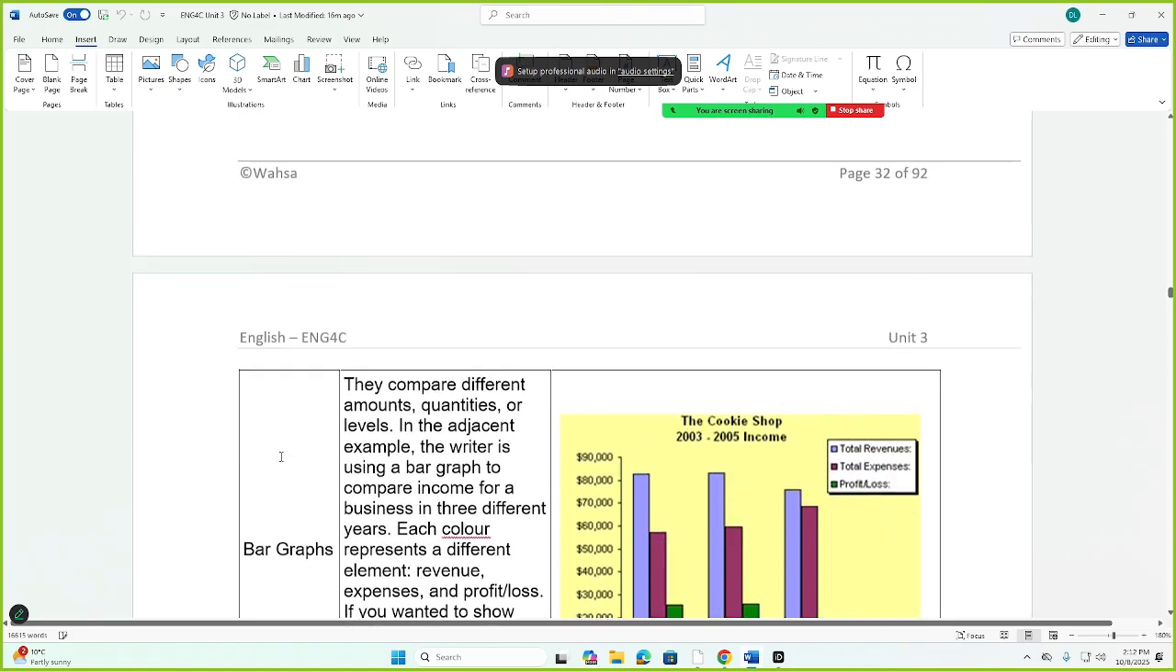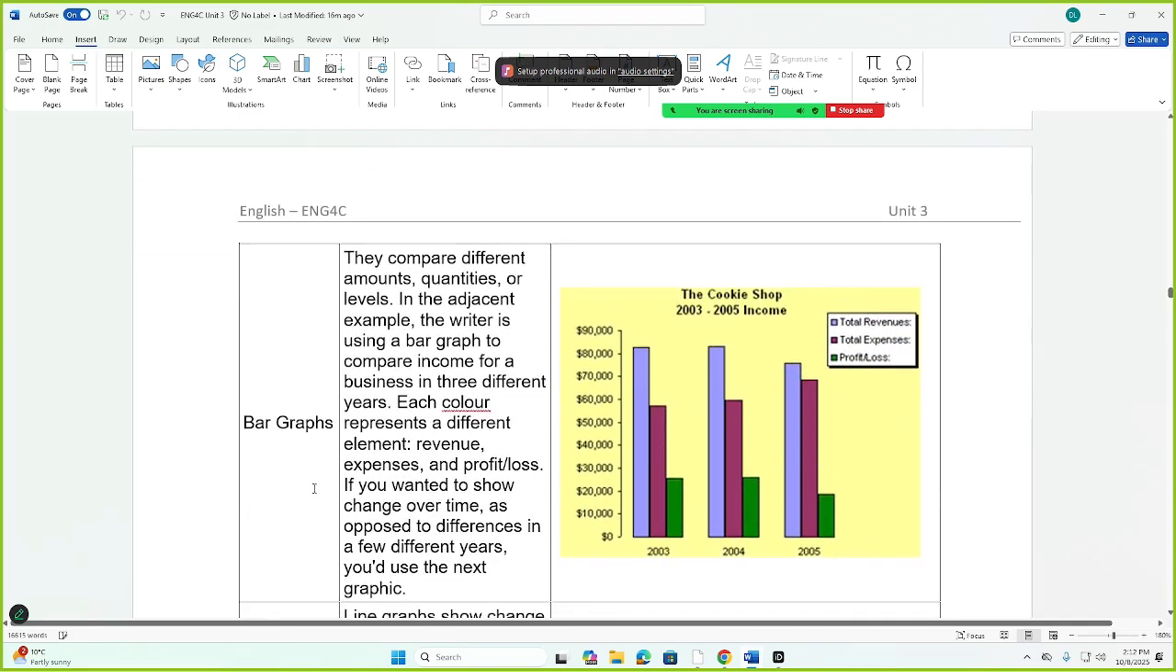Continuing on page 33, we have bar graphs. Bar graphs compare different amounts, quantities, or levels. In the adjacent example, the writer is using a bar graph to compare income for a business in 3 different years. Here we have 2003, 2004, and 2005.